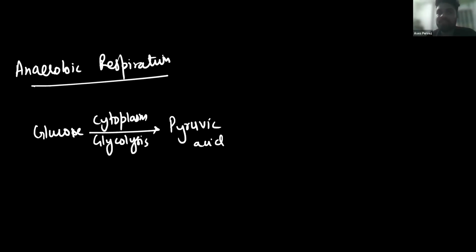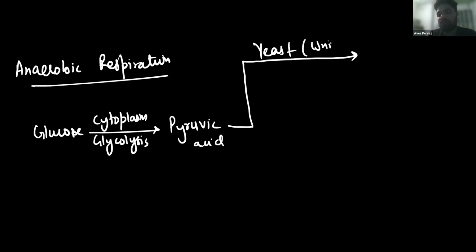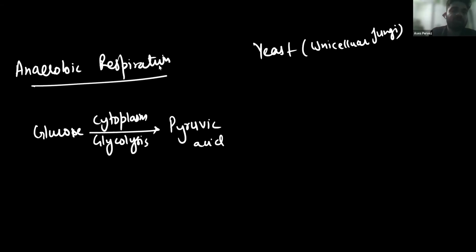Now, if the pyruvic acid still does not get oxygen, meaning if the pyruvic acid breaks down in the absence of oxygen, then it will not do the Krebs cycle. It will break down in a different way. Say it is yeast, that is called a unicellular fungus. Yeast is a unicellular fungus. If this pyruvic acid is broken down in yeast, then what will it give you?